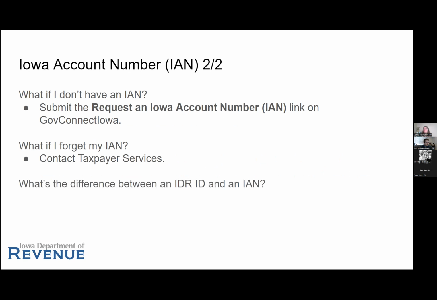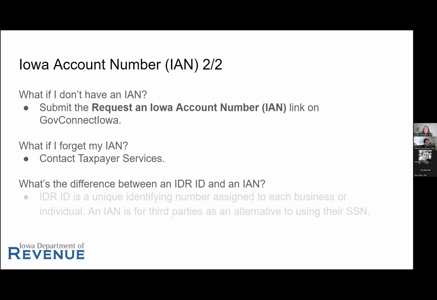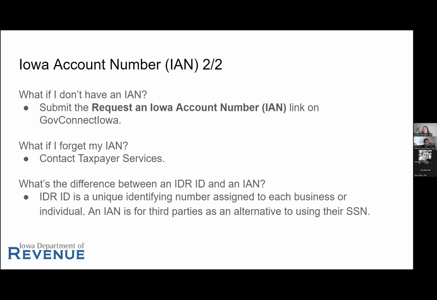And then another question that we get is what's the difference between an IDR ID and an EIN? So an IDR ID is what you see on GovConnectIowa right in the top left-hand corner underneath the business name. So that's a unique identifying number that's assigned to the business or the individual, whereas an EIN is for third parties as an alternative to using their social security number.